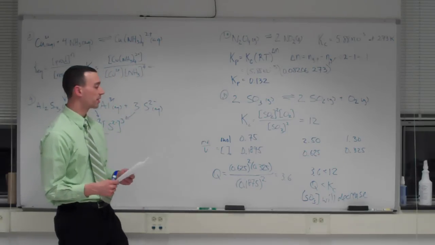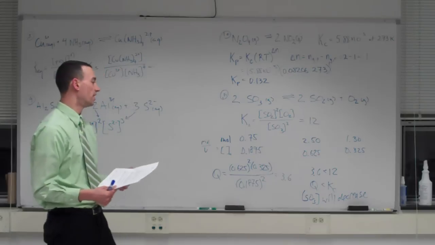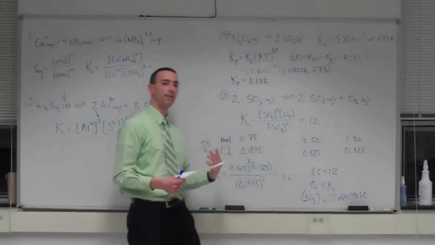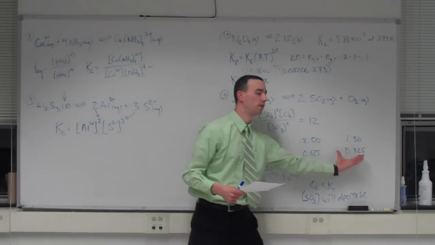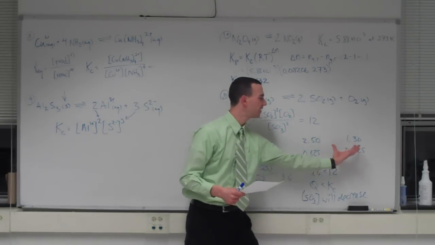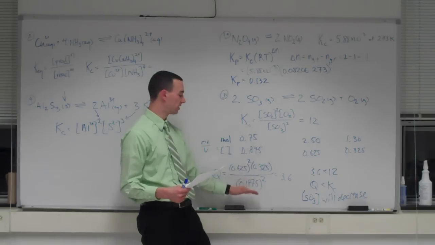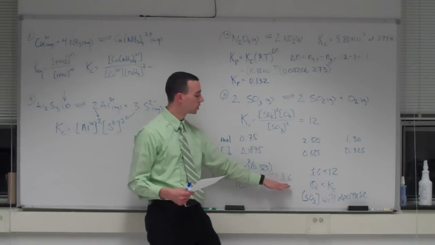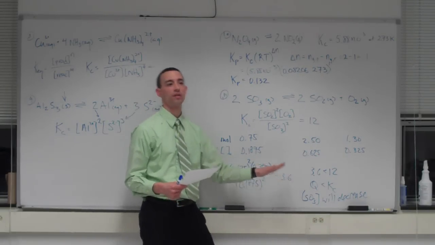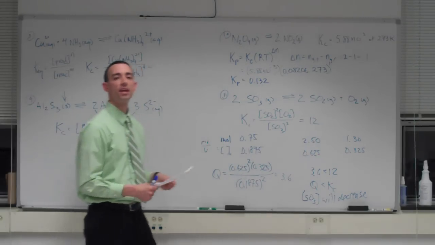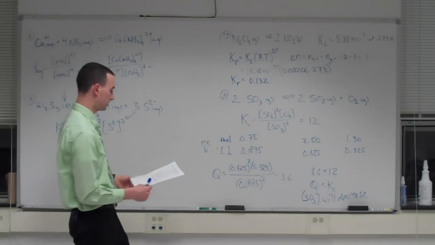Okay? So that's how we use the reaction quotient. If we had gotten a number that was larger than 12, the exact opposite would have happened. We would have had to move some products, which we have, back to the reactant side to decrease the numerator and increase the denominator, which would have made that value smaller. So from either side, we move towards the equilibrium constant.